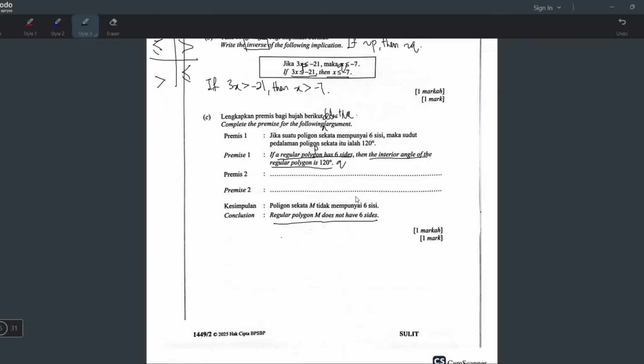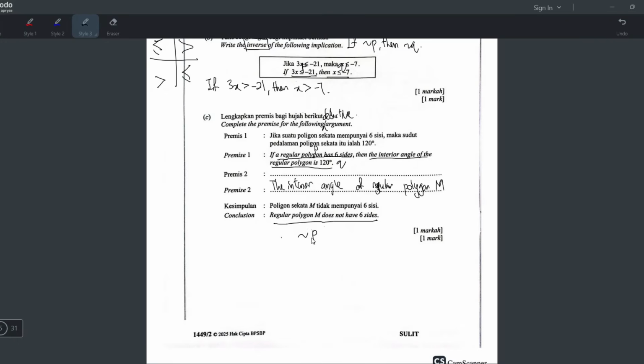So this is mentioning P or Q. P, right? But they're actually doing negation P. Yeah, because the P is regular polygon has 6 sides, but here they write regular polygon does not have 6 sides. Okay, so they do negation P. That means the premise 2, you have to write Q and then do negation Q. So the interior angle, yeah, basically you're just writing Q lah. And then of the regular polygon, okay, instead of writing regular polygon, I'll write polygon M.